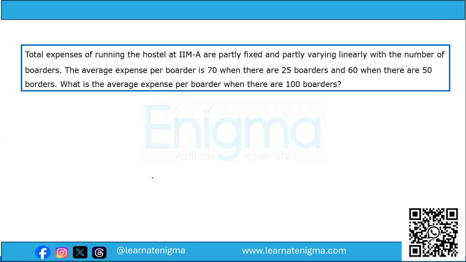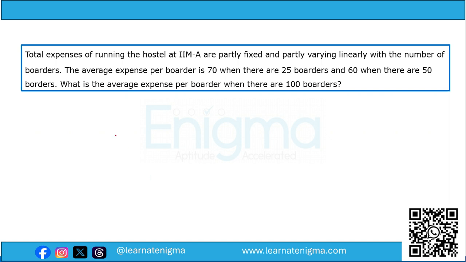Total expenses of running the hostel at IIM-A are partly fixed and partly varying linearly with the number of boarders. The average expense per boarder is 70 when there are 25 boarders and 60 when there are 50 boarders. What is the average expense per boarder when there are 100 boarders?